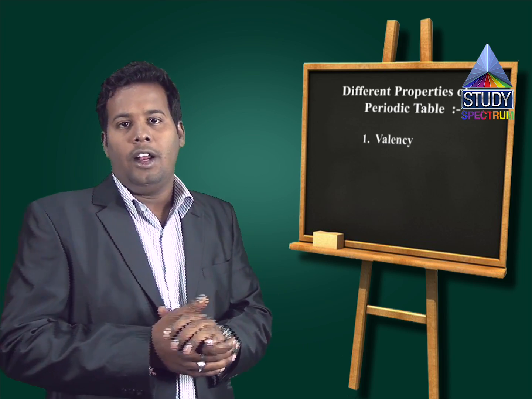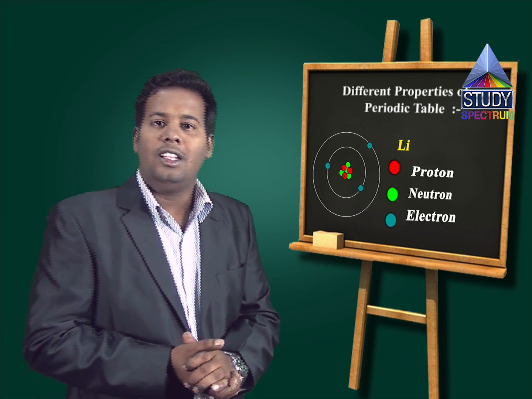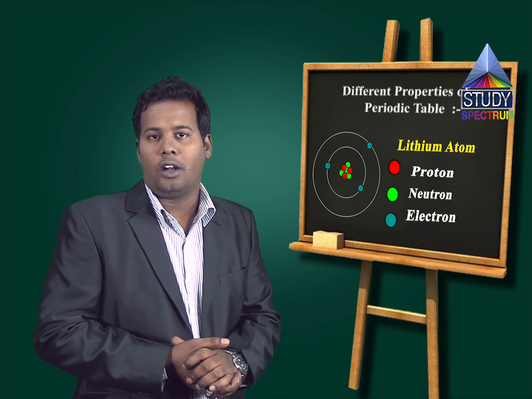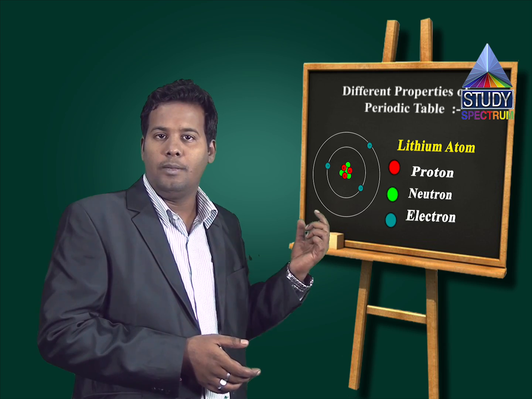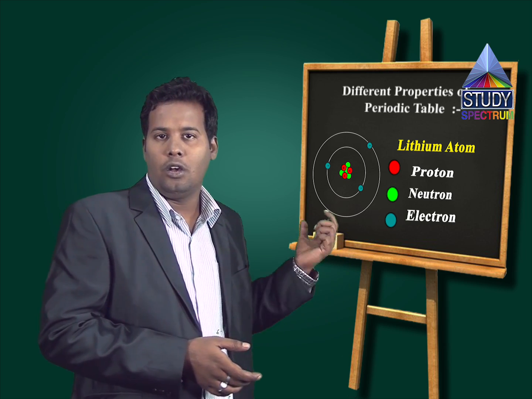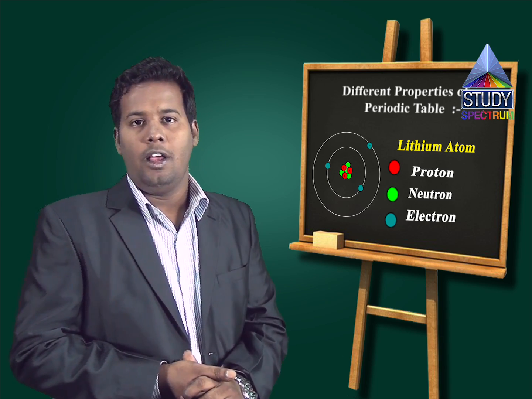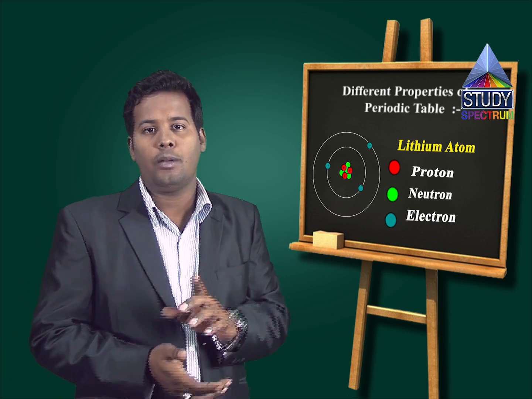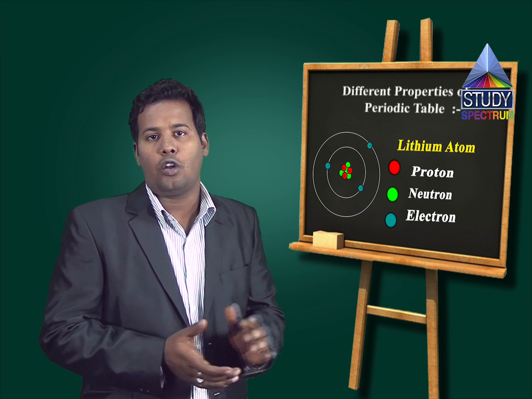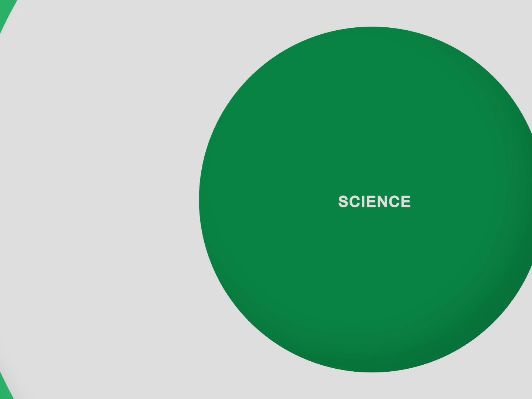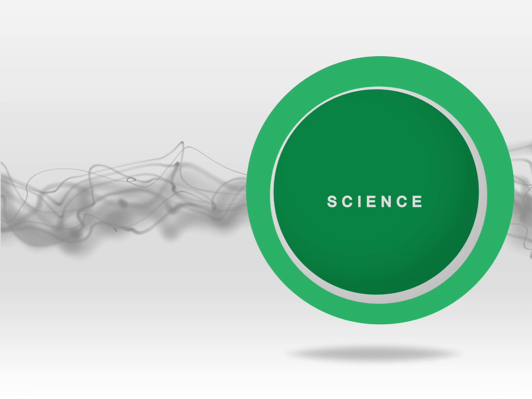See, let us take an example. Lithium has one outermost electron. Why? Because it is a member of the first group of this periodic table, which means it has one electron in its outermost shell.